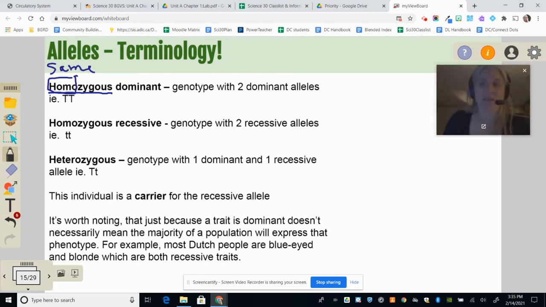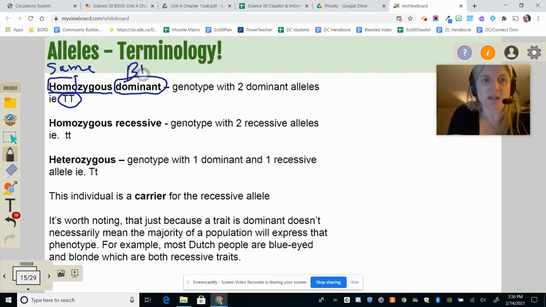Okay, that means your two alleles have to be the same, and dominant means they need to be the dominant alleles. So in case of tongue rolling, capital T, because you're talking about dominant and homozygous, it's always going to be two capitals in this case. All right, so it might be big B, homozygous dominant, always has to have two capitals.